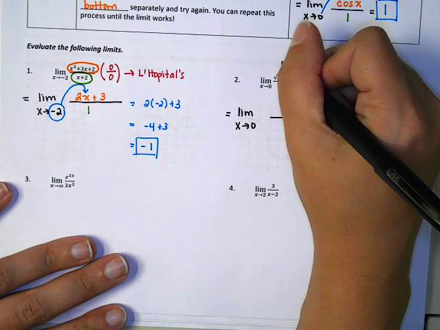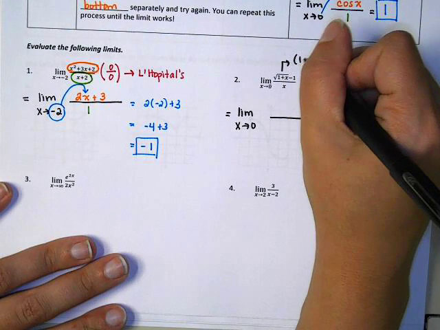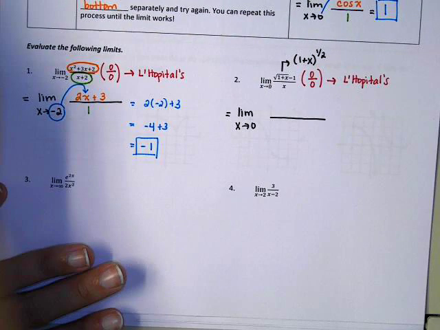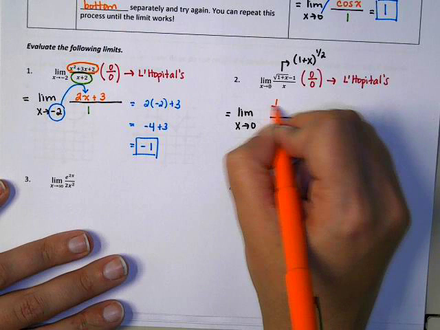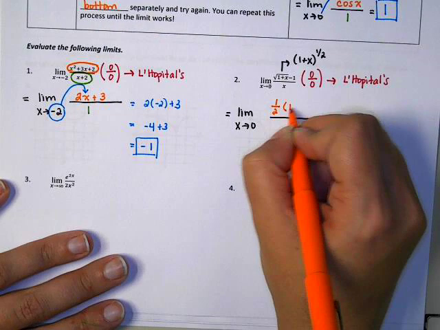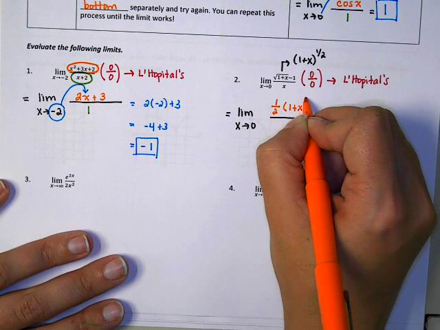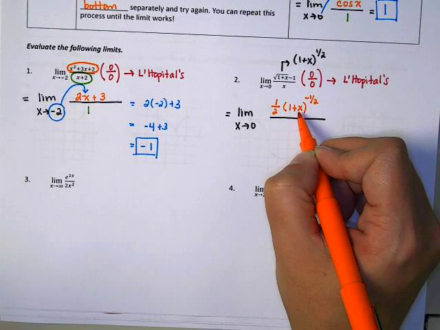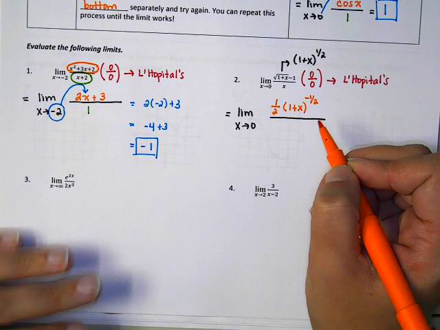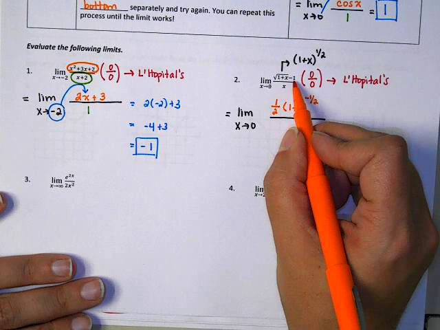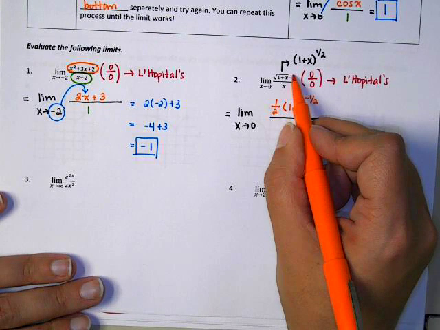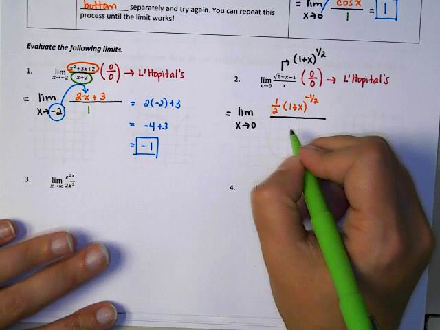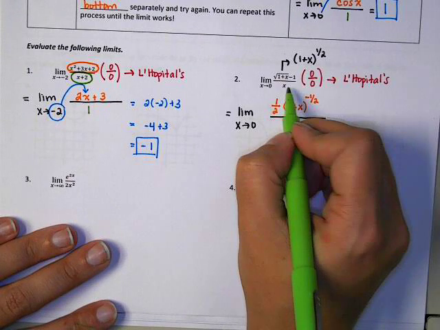On the top, I like to think of this as really being 1 plus x to the 1/2 power. So the derivative on the top would be 1/2 times 1 plus x to the -1/2 power. Since the derivative of the chain would just be 1, I'm not going to worry about writing down my chain. Now, I also need to take the derivative of this -1, but that just gives me 0. The derivative on the bottom would just be 1.